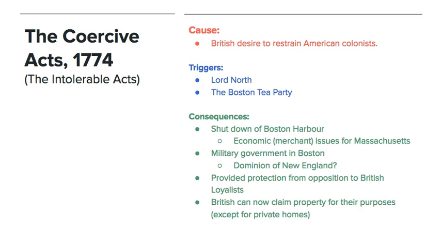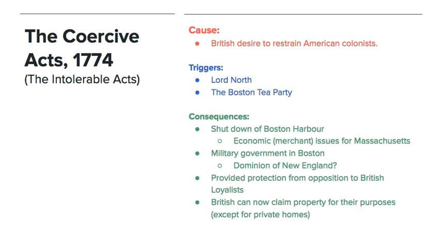The trigger, obviously, is Lord North, who introduces all four of these acts, and in total, the coercive acts. And another trigger is obviously the Boston Tea Party. Without this, the coercive acts may not have even been discussed in the first place. Now, there are obviously 4 acts, so there will be 4 consequences.